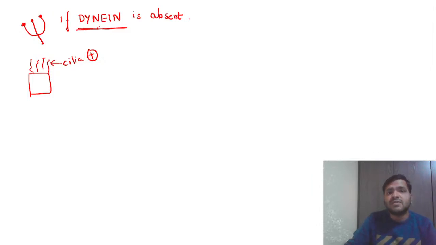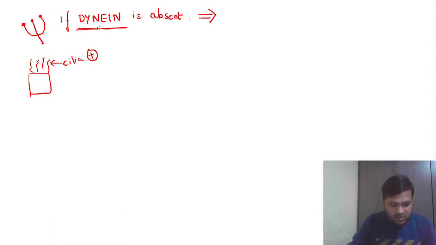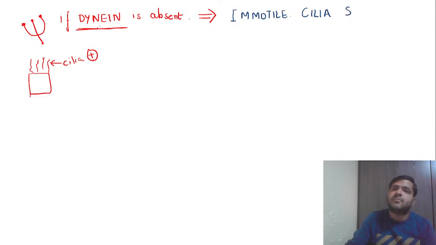So that is resulting in a disease that is called as, yes, no? Kishan, Anmol, Sonu, Kumud, Tanya, very good. It is no. It results in a condition that is called immotile cilia syndrome. It is called immotile cilia syndrome.